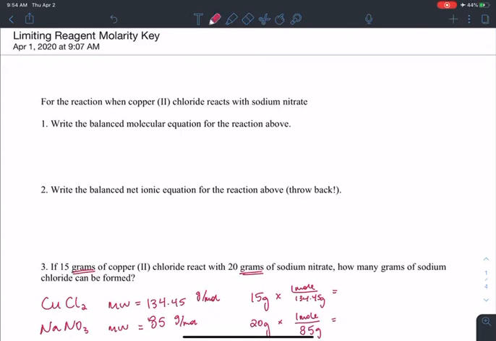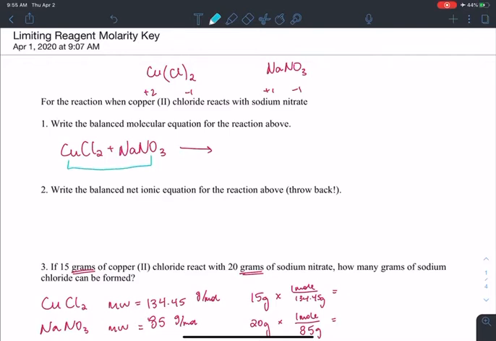Okay, so let's think about this. What's happening? So we have copper 2 chloride, which means that this has a positive 2 charge, this has a negative 1 charge. So we have copper chloride, and then we have sodium with a +1 charge and nitrate with a -1 charge. So it'll look like that. Since we have a cation and an anion, this is going to be a double replacement reaction. So the copper will stick with the nitrate and the sodium will stick with the chloride.